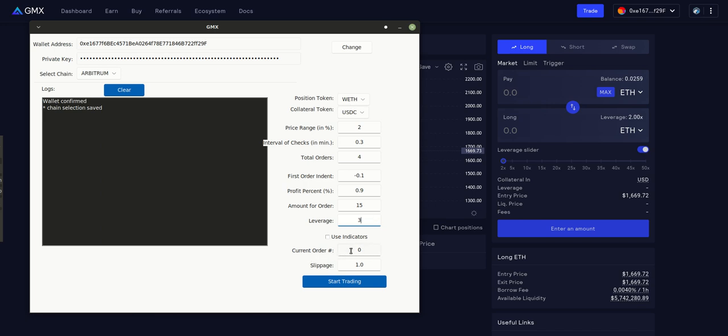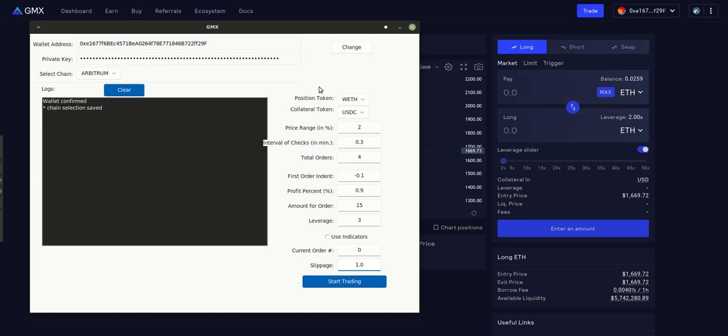Current order is at 0 when you launch the bot and it starts working, this will change to 1. So if you want to manually close the trade and you close it, you need to change the 1 to 0 so it starts all over again, like completely restarting, okay? And the slippage, I will just leave it at 1. It's completely okay in Arbitrum chain. It doesn't change a lot.